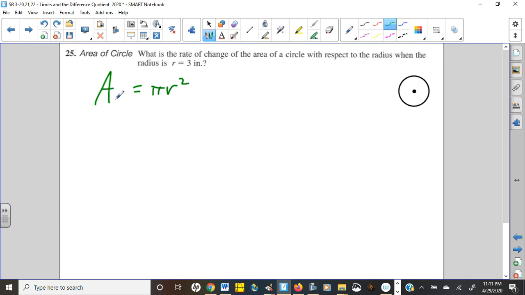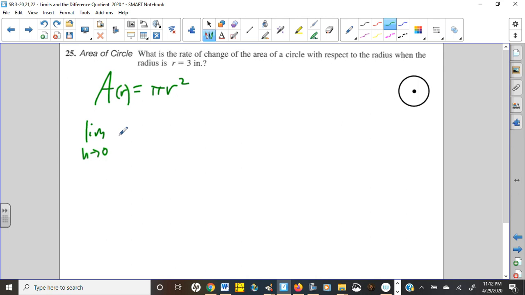And what I'm going to do is turn this into a function. I'll call it A of r. The area function is pi r squared in terms of the radius. To find the exact change at 3 inches, we're going to do the limit as h goes to 0. H isn't going to change no matter what. We could be talking about time or random values or radii, it doesn't matter. H is the distance between the x values, or in this case the r values. That's not going to change, okay?